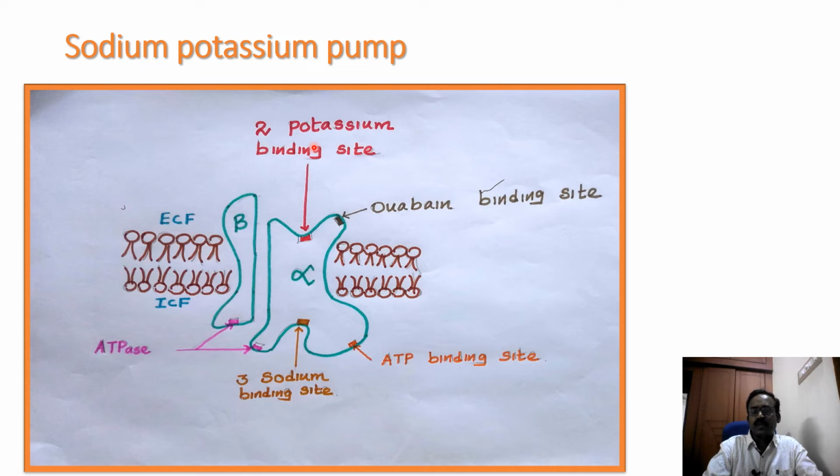Then, in dephosphorylation, the aspartic acid phosphate group is hydrolyzed. This helps to pump the 2 potassium ions into the cell. So phosphorylation helps transport the sodium ion from inside the cell to the outside. Dephosphorylation of the phosphate residue helps transport the potassium ion from the extracellular to the intracellular side.